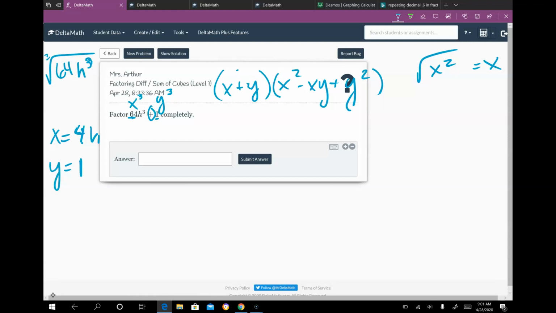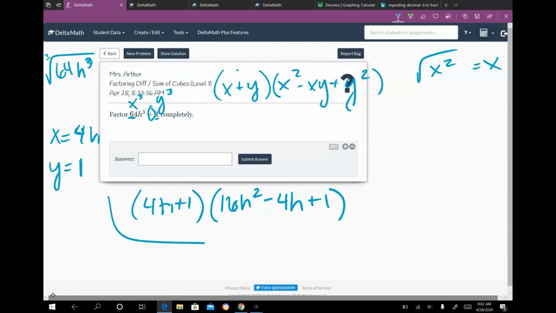Then once you get your x and your y, it's just simply plug it into the formula. So it's going to be 4h plus 1 times, now this is saying to square your x. I need to square this whole thing, the 4 and the h. So it's going to be 16h squared minus x times y. Well, 4h times 1 is just 4h. And then y squared, well, 1 squared is 1. And that's it, guys. That's all you have to do. All right, you don't have to do anything else.